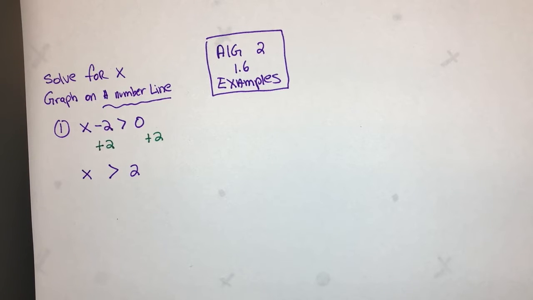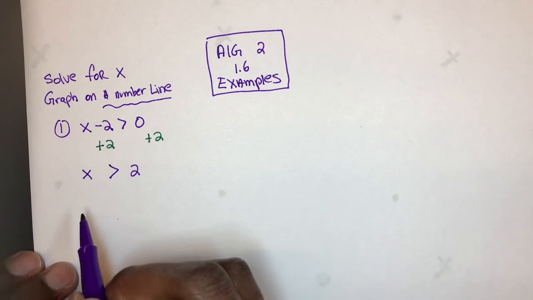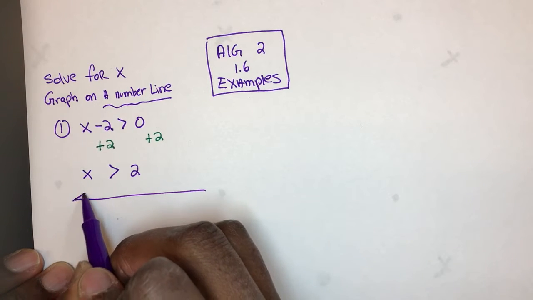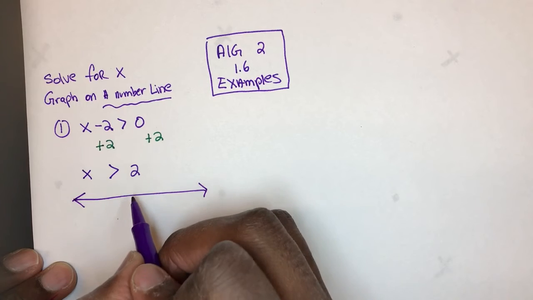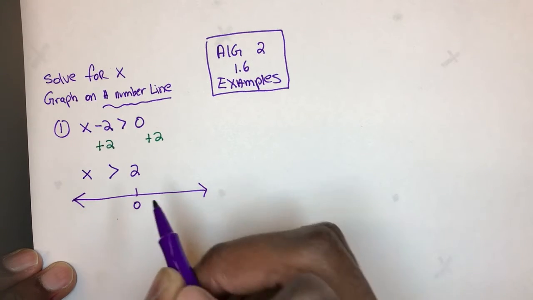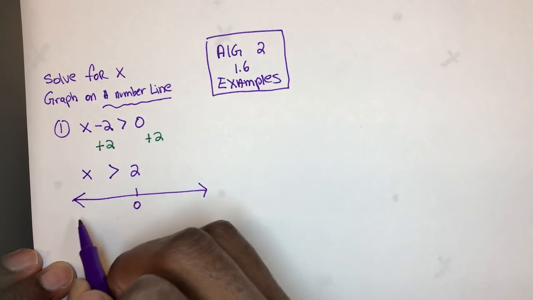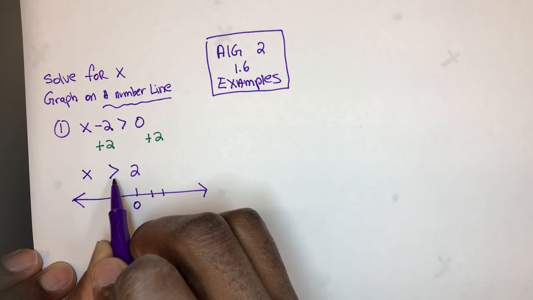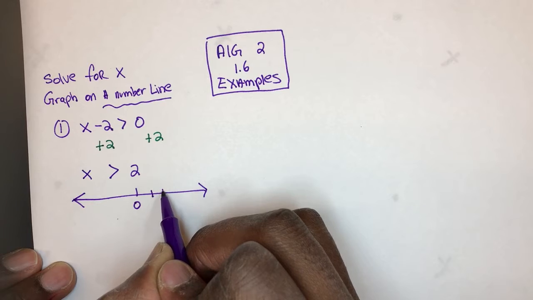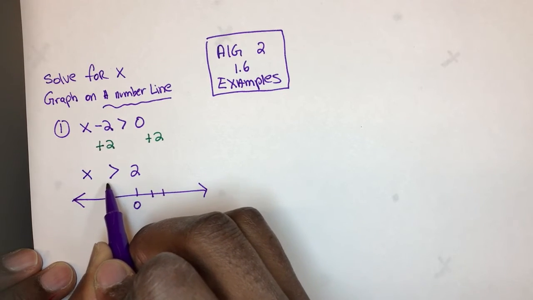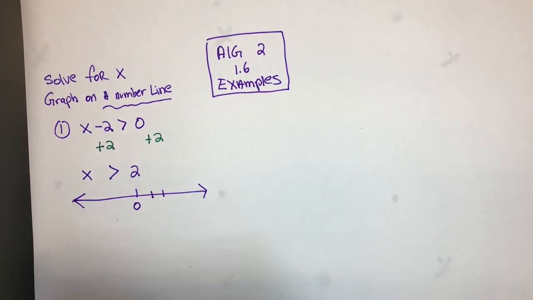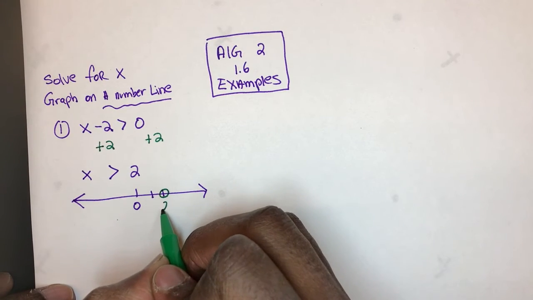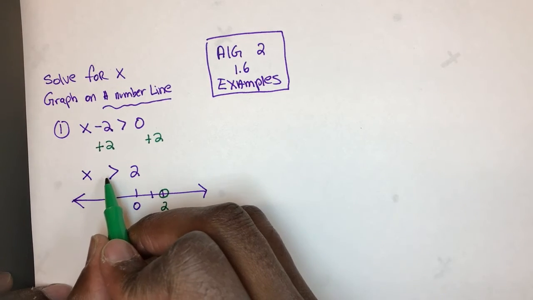All right, so how do you graph that? Really, really simply, draw your number line. I like my 0 in the middle. Positive to the right, negative to the left. I go 1, 2, because x is greater than 2. It's not equal to, because it doesn't have that line underneath, so it's an open circle. Open circle at 2. And that says x is greater than 2.